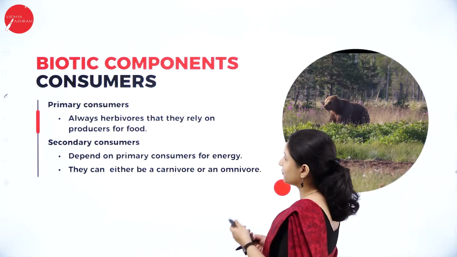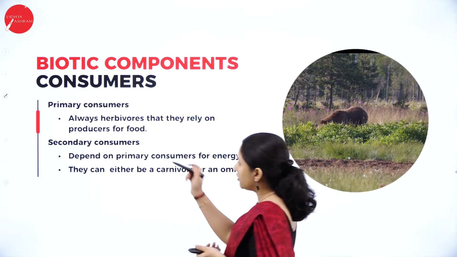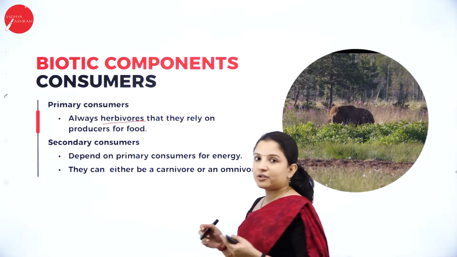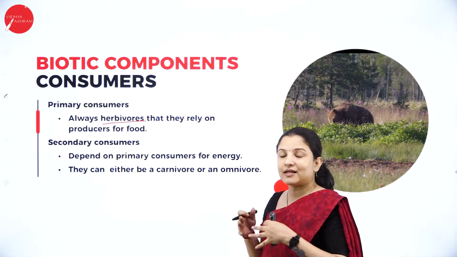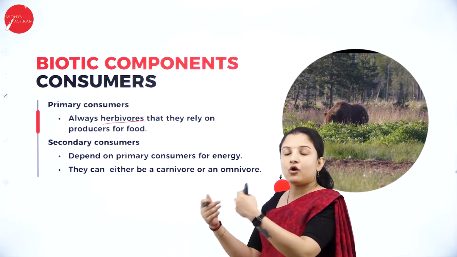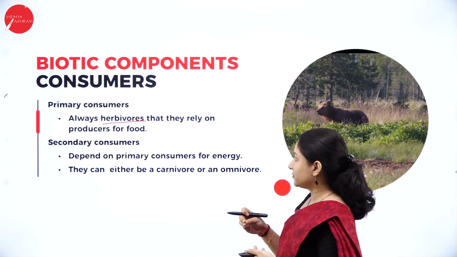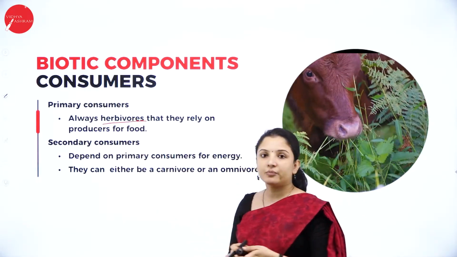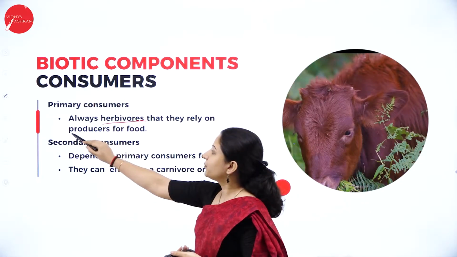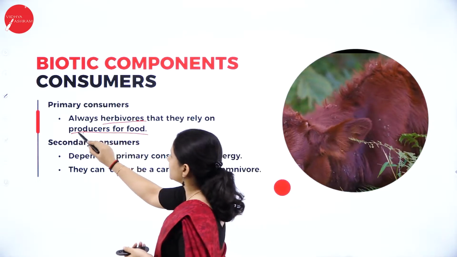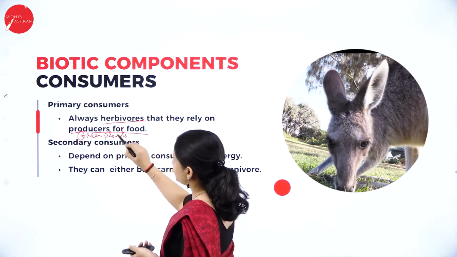So what are these? Let's look into it. Primary consumers are always the herbivores. Why are they the primary consumers? Because soon after the producers, that is the green plants, they are the ones going and feeding on the green plant. So they will be the primary consumers there. Therefore, they are called the herbivorous animals. They are the primary consumers and they usually depend on producers for their food. What are the producers here? They are the green plants or the autotrophs.